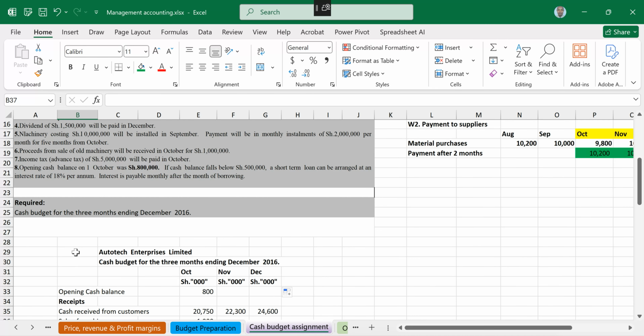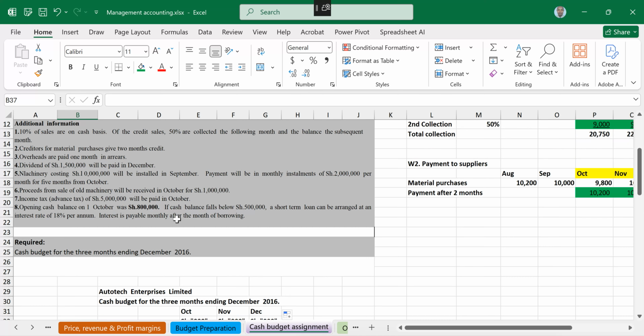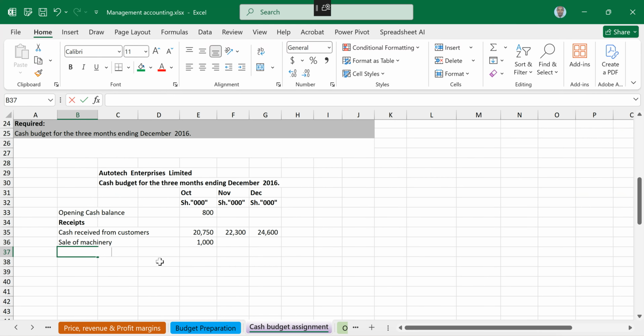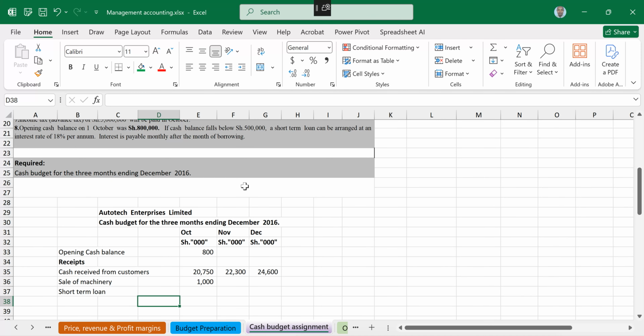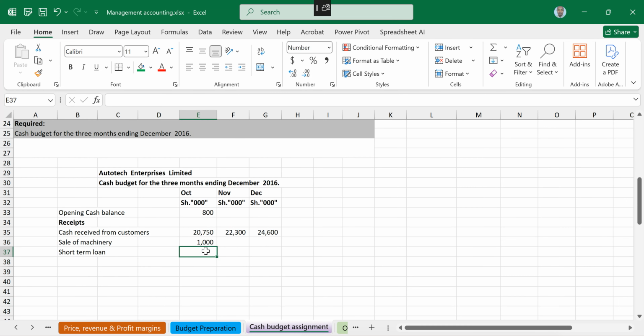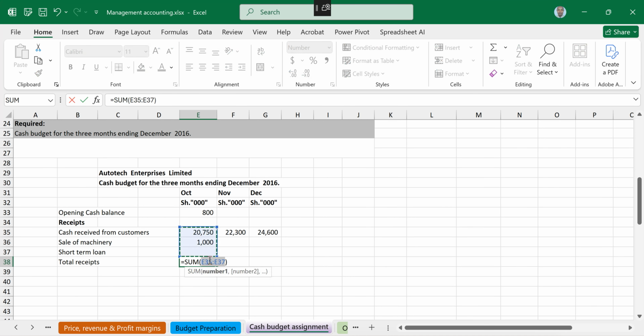Another proceed will be a loan. There is a short-term loan here that will be borrowed only if the cash balance falls below 500,000. So far, we don't know if we have a loan there or not. So we proceed. Total receipts. You will be adding everything at the top. Add everything, that is 22,550.